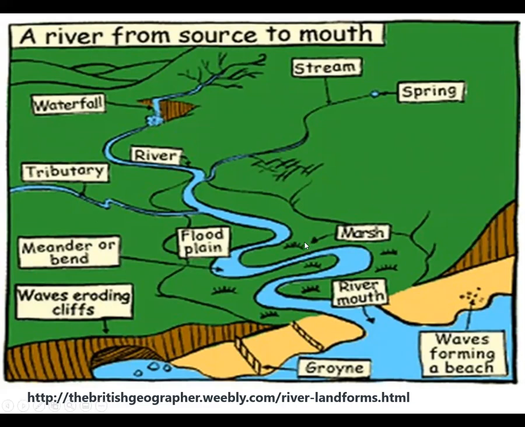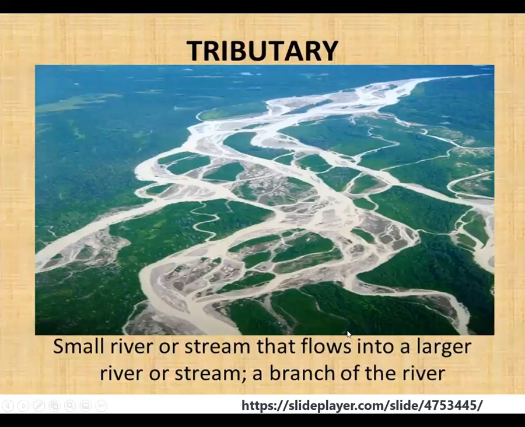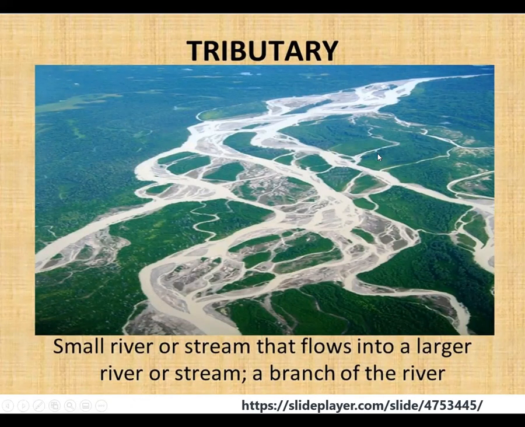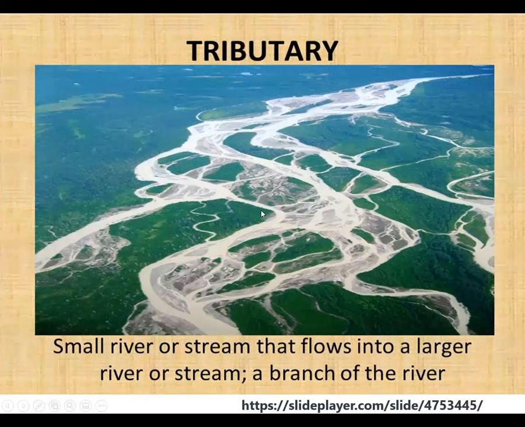This is a marsh. It's also a wetland. And then this is the river mouth. And of course, here we should have the delta. Okay? Now, these are the tributaries here. This is a tributary. These small streams supply water to the main river. So, a tributary is a small stream supplying water to a larger river or to a larger stream.